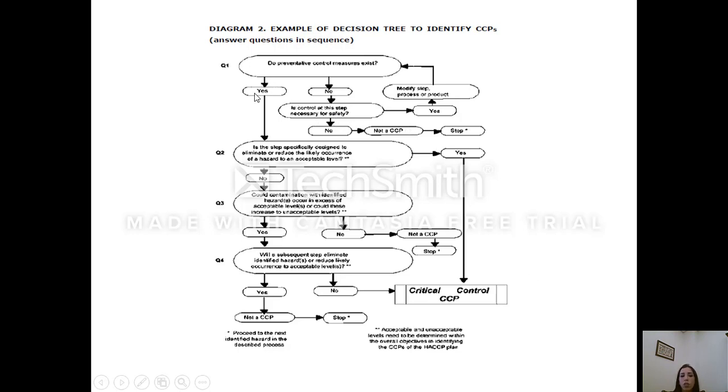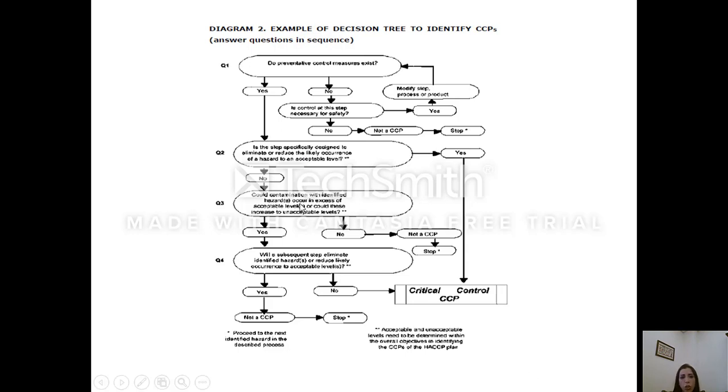So going back to the pasteurization example, so do preventive control measures exist? Yes, we need to control the presence of, let's say, coliform. How? By the initial step, which is the receiving. Is this step specifically designed to eliminate or reduce the likely occurrence of the hazard to an acceptable level? Yes or no? So it will reduce, yes, it will reduce. It will eliminate, no, because even if we tell the supplier, please make sure that the product does not contain any kind of bacteria, we cannot make sure that it will fully eliminate.